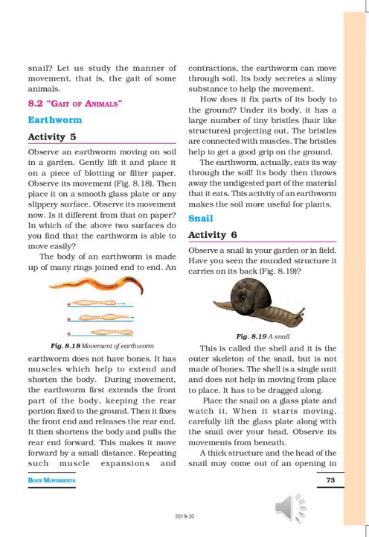So slowly and slowly you can observe how it will be moving. One time the front side moving, then the back side moving, because of the contraction and relaxation of the muscles. This makes it move forward by a small distance. Repeating such muscle expansions and contractions, the earthworm can move through soil. The body secretes a slimy substance to help with the movement.